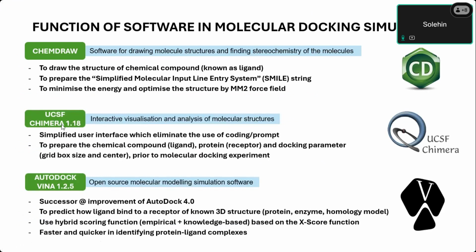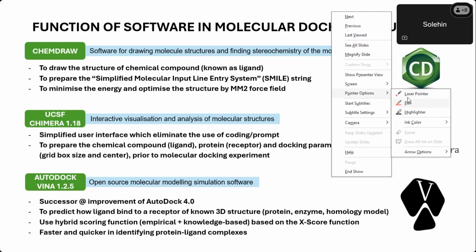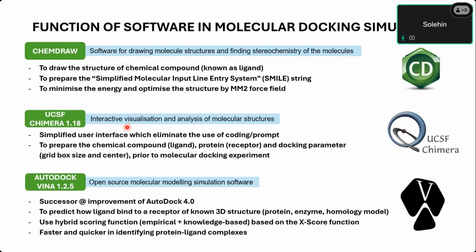Next is UCSF Chimera. I use it for interactive visualization and analysis of molecular structure. Actually, Chimera is the shortcut for us to avoid using the command prompt in AutoDock. We use a simplified user interface. UCSF Chimera is used to prepare the chemical compounds such as the ligand, the protein, which is the receptor, and the docking parameters, which are the grid box size and center, before starting the molecular docking experiment.